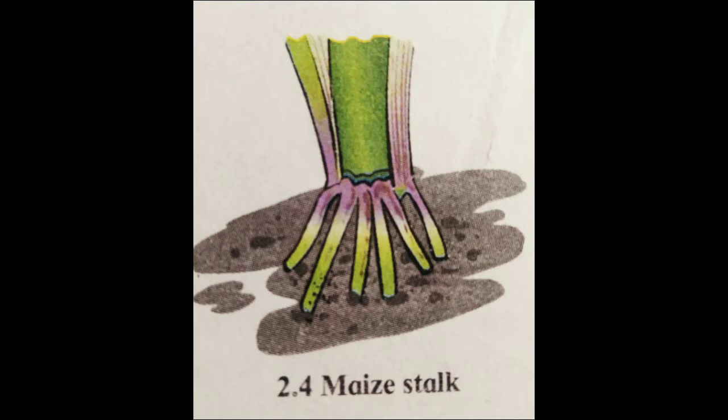Besides the normal functions like absorption of water and minerals, anchoring and supporting the plant, roots perform some other functions too. Roots show some modifications to perform these additional functions. Some examples of such modified roots are aerial roots, stilt roots, runners, breathing roots.